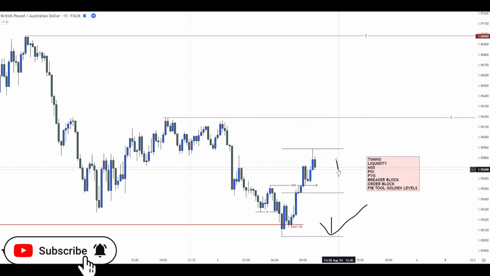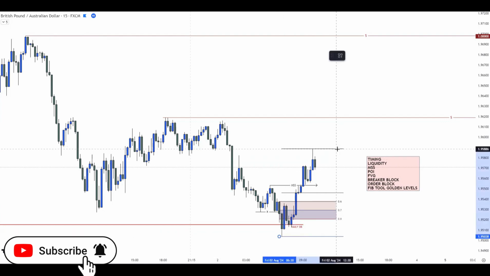We look for our point of interest inside our discount level. The first thing we are going to identify is to use our Fibonacci to identify our holding zone. So from the swing low to the swing high here, we have this to be our swing holding, which is the 60% or 0.6 level.